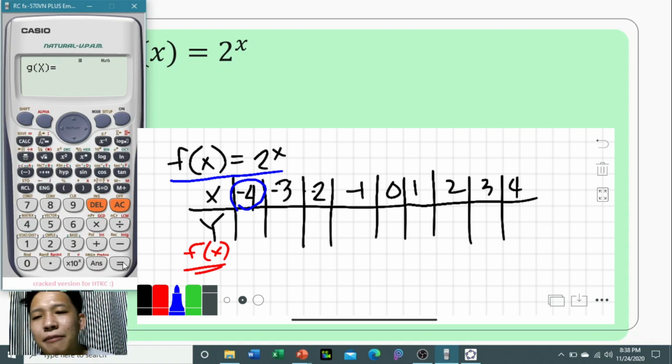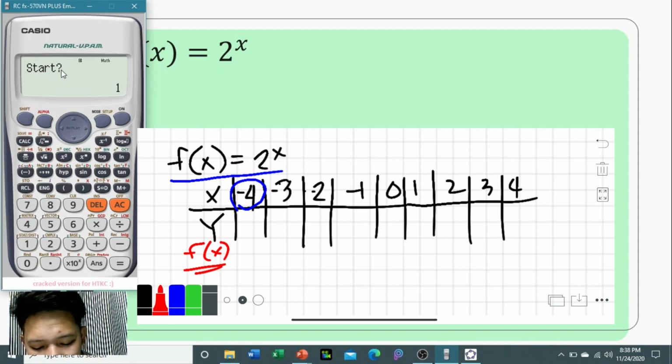Then it will say g of x. Since we are just dealing with one function, we just skip this by pressing equals. And then it will ask you for the start, so which value you want your x to start at. So, in our table of values, if you notice here, we started at negative 4.